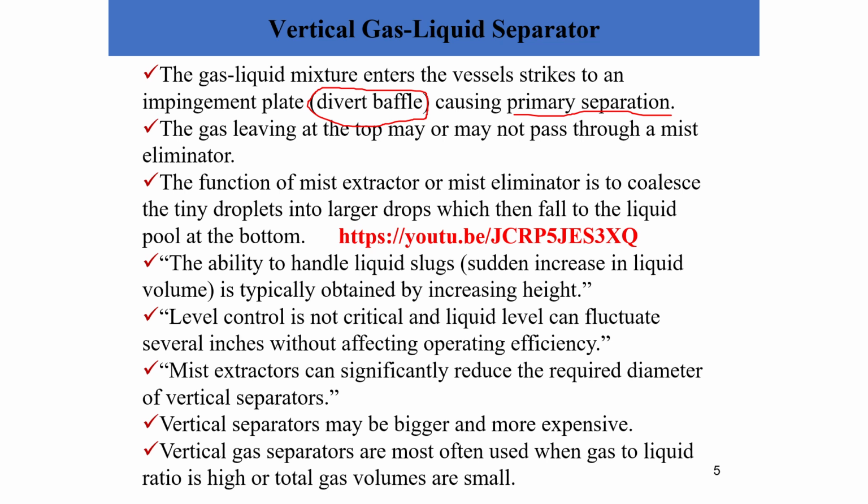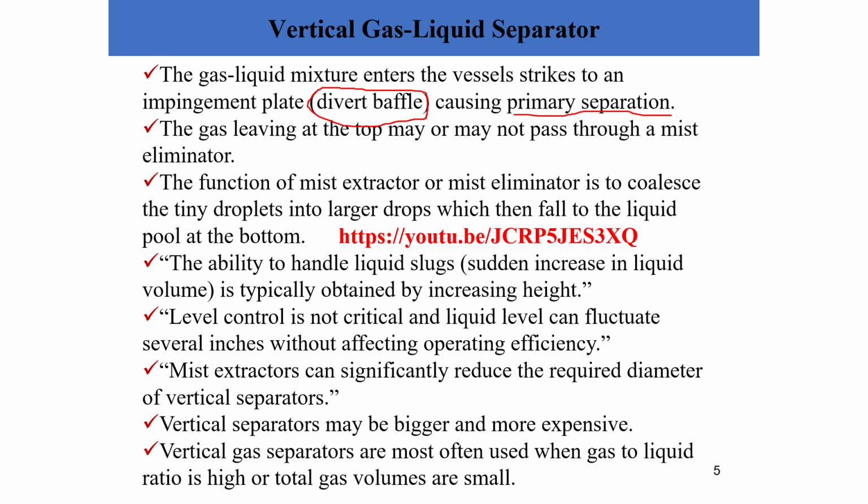The gas leaving from the top, if it has very tiny water droplets, then you will need to use what we call the mist extractor, and the mist extractor will collect all these tiny droplets, make them large, and then separate them.